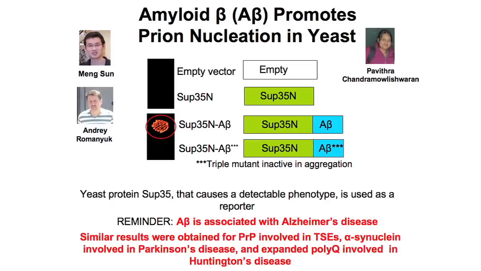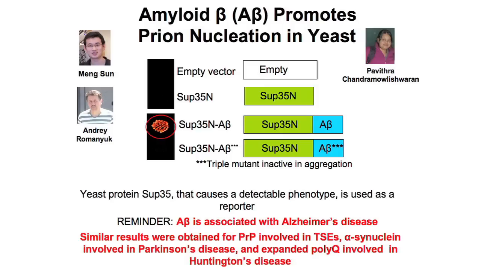This one is an application of the yeast model to study Alzheimer's disease. Here we try to model how Aβ, the peptide associated with Alzheimer's disease, can promote de novo nucleation of aggregates. We fuse it to a portion of the yeast prion protein, which works as a reporter. The most important thing here is that you see this growth, which means aggregates are nucleated. And it's not nucleated in this system by Sup35 protein alone.